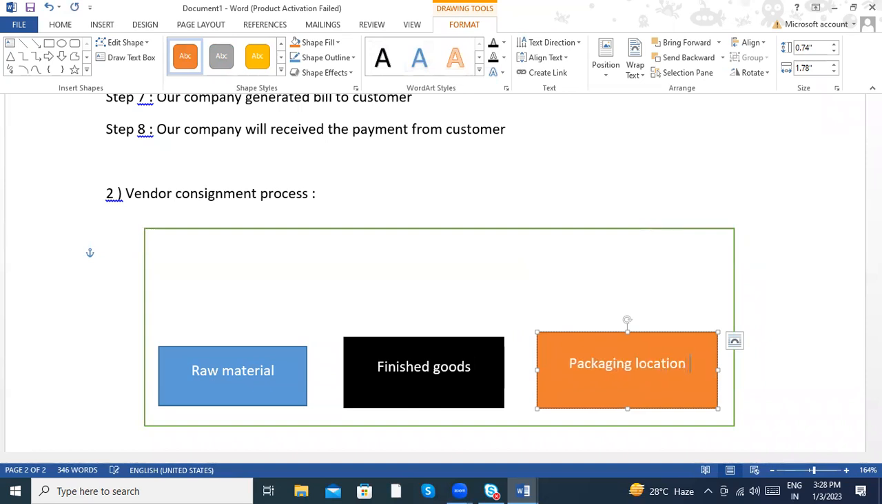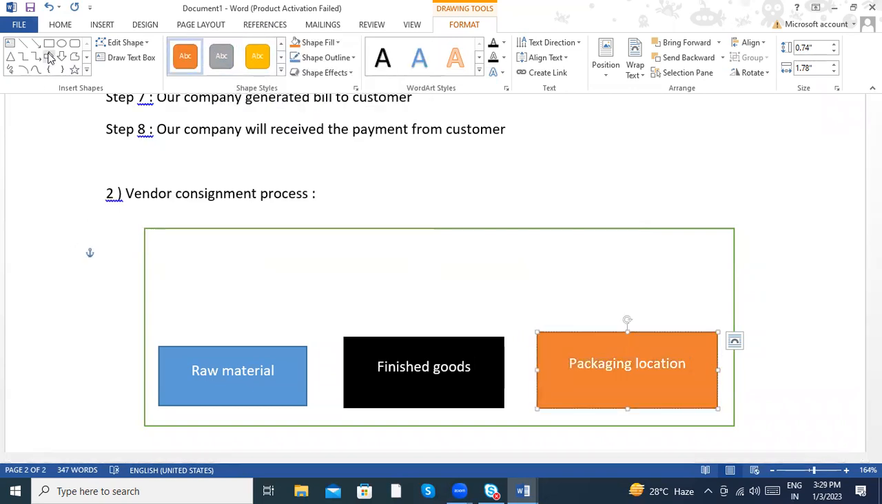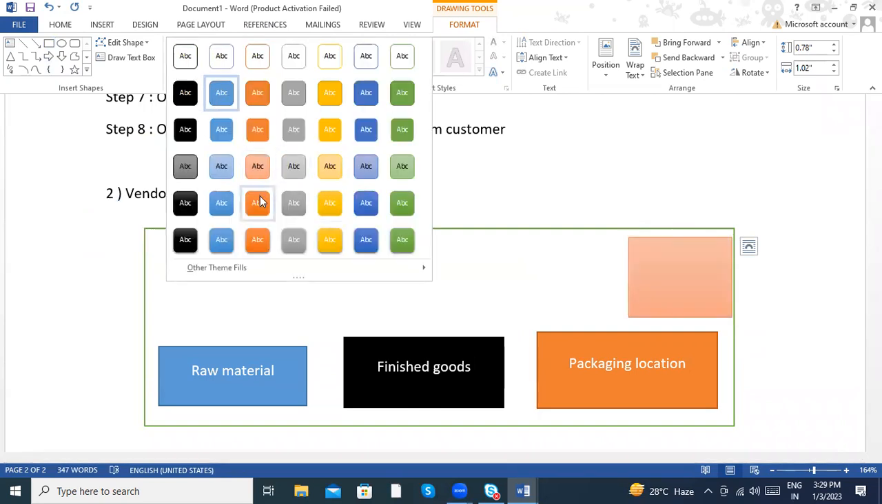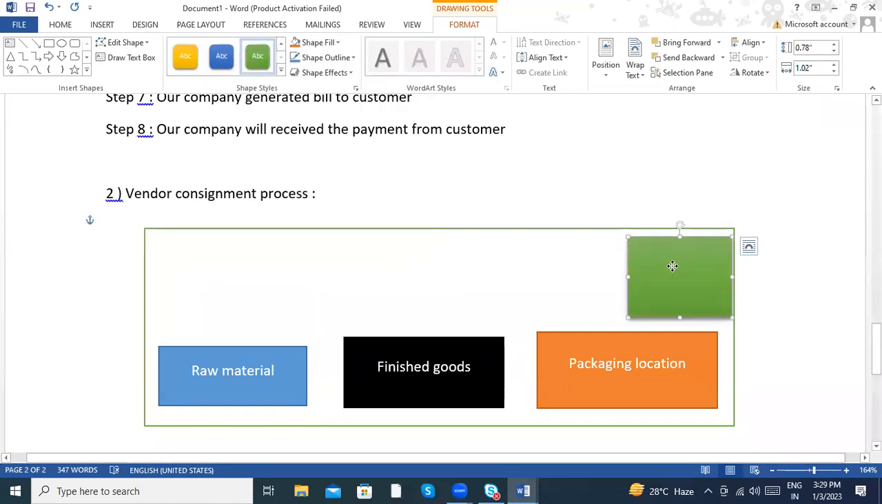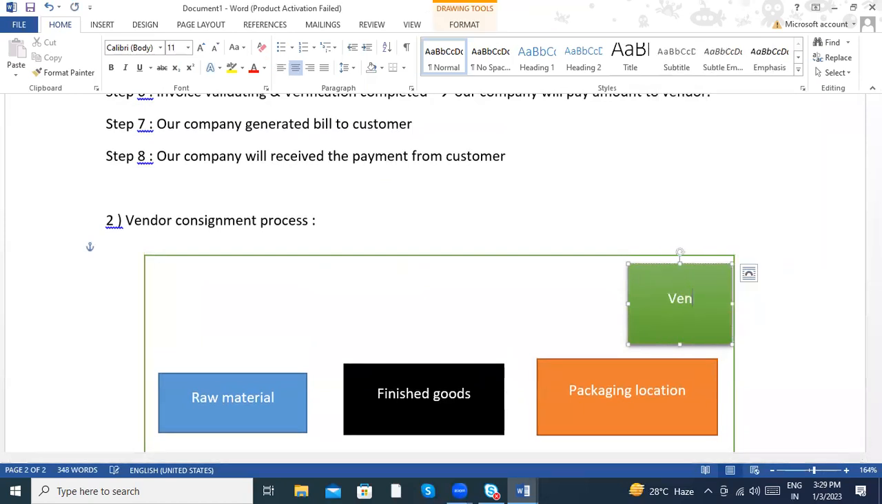Okay, packaging material location. So let's assume that I have some other space here, down below. I'll give this a different color. What we are doing here is we will keep the vendor consignment stock. So what is the vendor consignment stock?